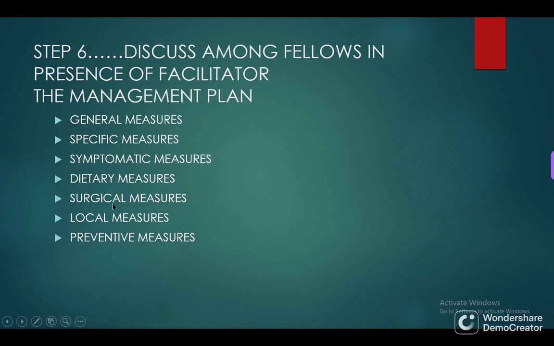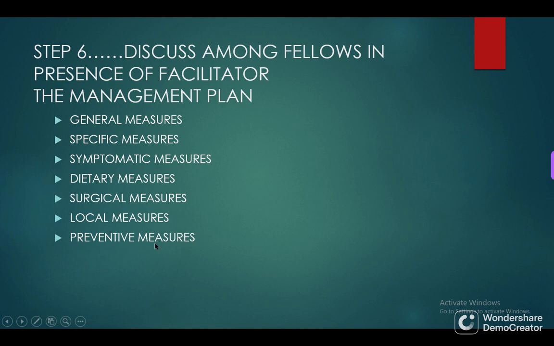You will gain this knowledge by learning from the books or the journals. Local measures means that if there is a problem, for example, bed sores, if the patient lies down for 2 to 3 weeks, so massaging should be done, and proper physiotherapy should be done.